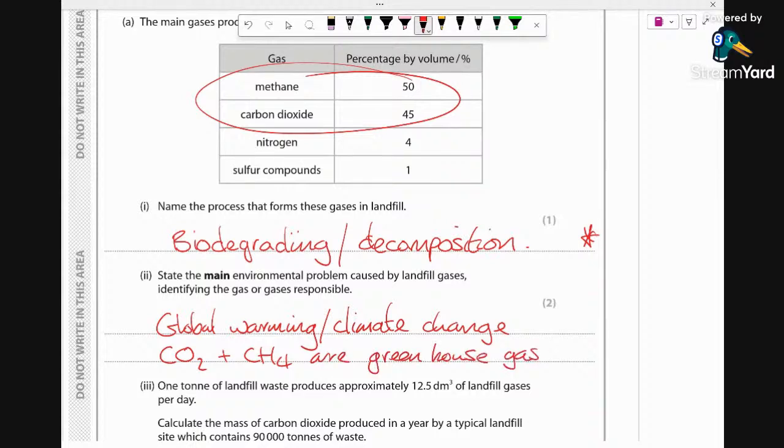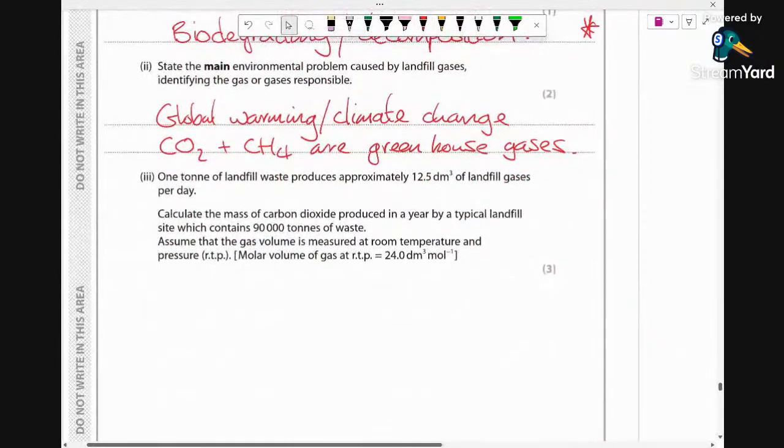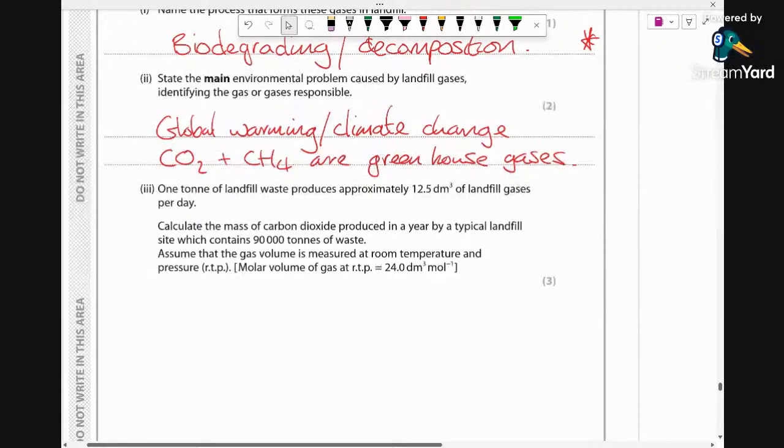Love it. Seems reasonable. Next, 1 ton of landfill waste produces approximately 12.5 dm cubed of landfill gases per day. Calculate the mass of carbon dioxide produced in a year by a typical landfill site which contains 90,000 tons of waste. Assume that the gas is measured at room temperature and pressure. Okay, fine. So 1 ton.